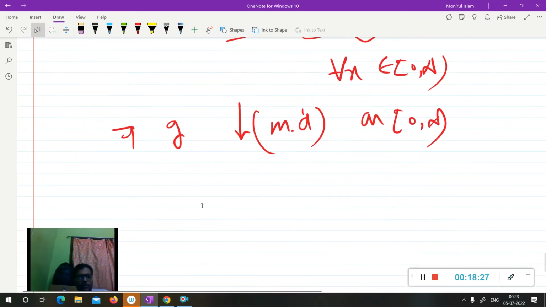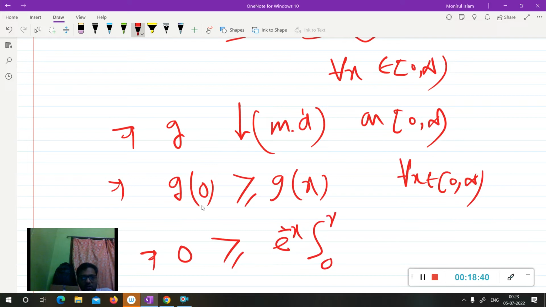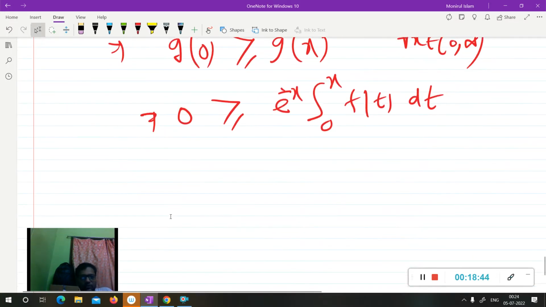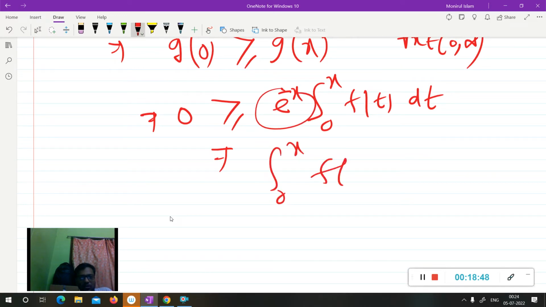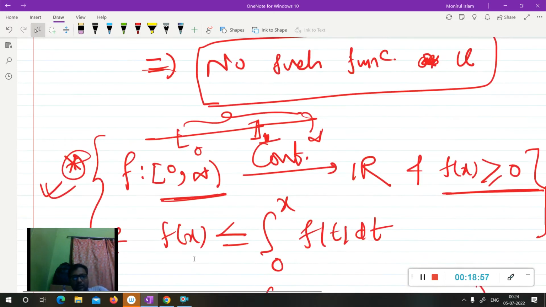From here you can say g(0) ≥ g(x) for x in [0, infinity). Now g(0) is also 0, so g(x) ≤ 0, meaning e^(-x) ∫ from 0 to x of f(t) dt ≤ 0. Since e^(-x) is positive, you can multiply both sides by e^x, so this gives ∫ from 0 to x of f(t) dt ≤ 0 for x in [0, infinity).